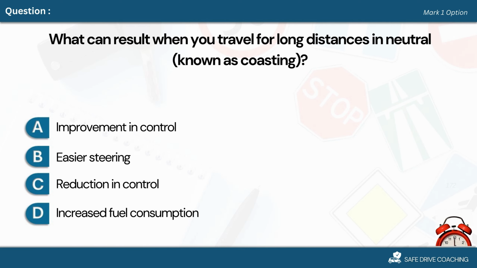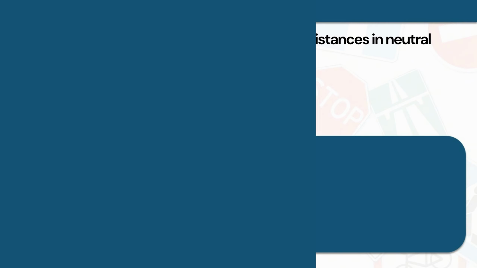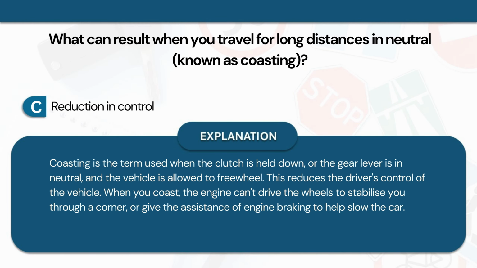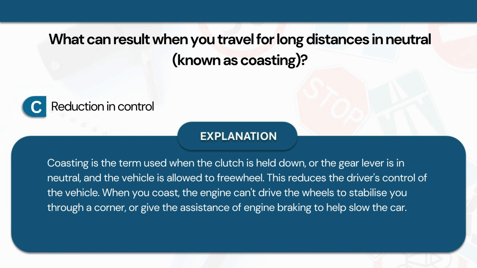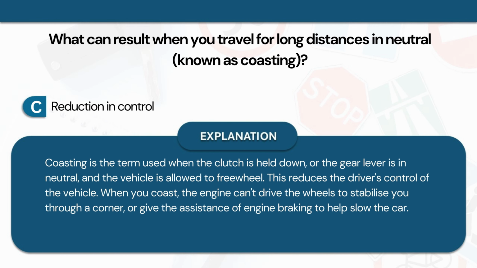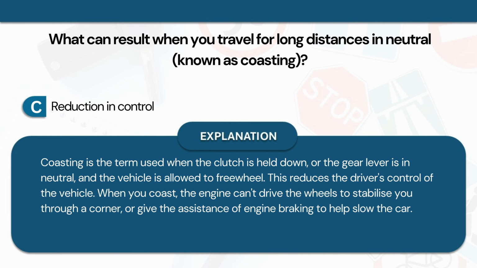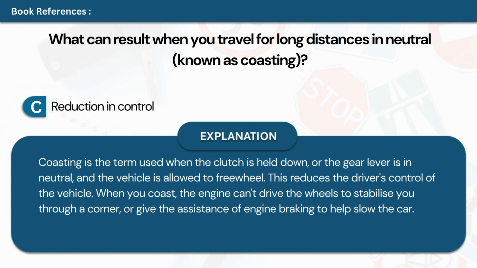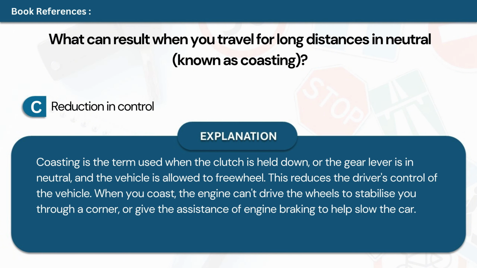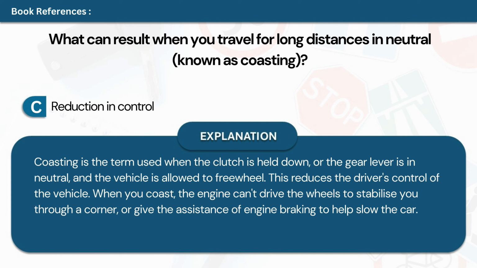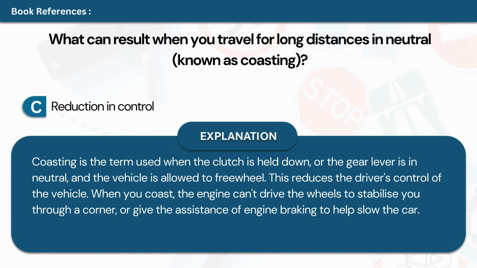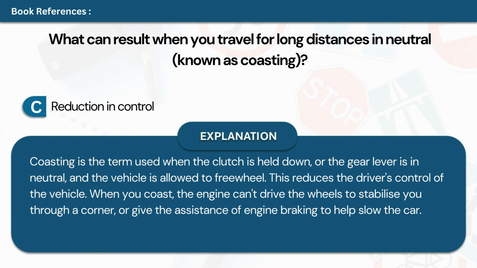The correct answer is C. Reduction in control. Coasting is the term used when the clutch is held down, or the gear lever is in neutral, and the vehicle is allowed to freewheel. This reduces the driver's control of the vehicle. When you coast, the engine can't drive the wheels to stabilize you through a corner or give the assistance of engine braking to help slow the car.